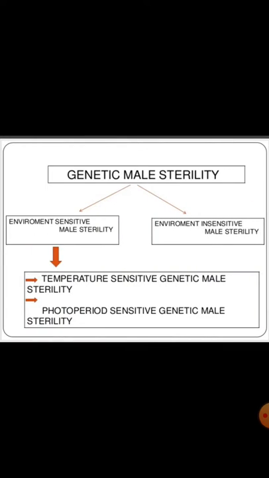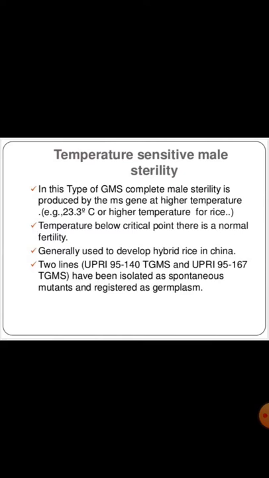Genetic male sterility, as we discussed in the last two slides, is of environment sensitive and environment insensitive types, and environment sensitive is temperature and photoperiod sensitive. In the environment sensitive type, complete male sterility is produced by the MS gene at higher temperature, that is 23.3 degrees Celsius or higher for rice. Below the critical temperature, there is normal fertility. It is generally used to develop hybrid seed in China.